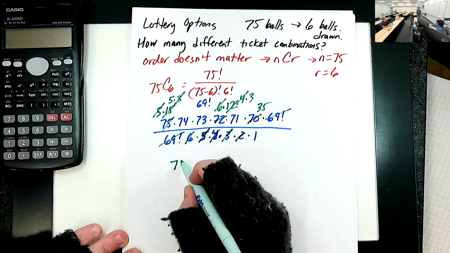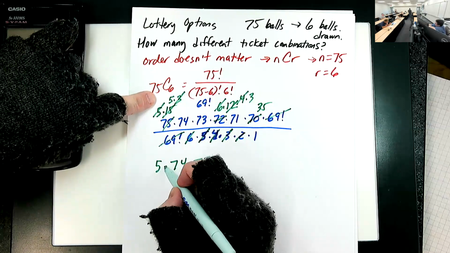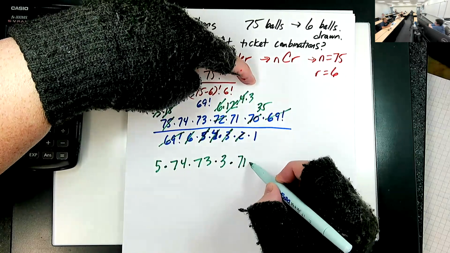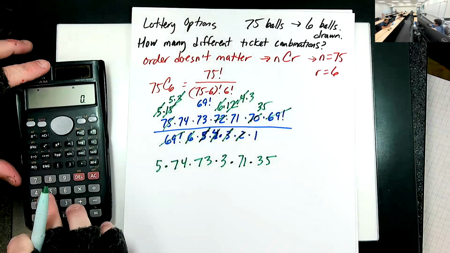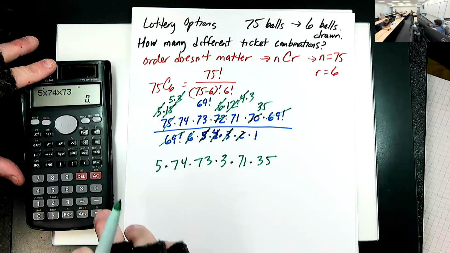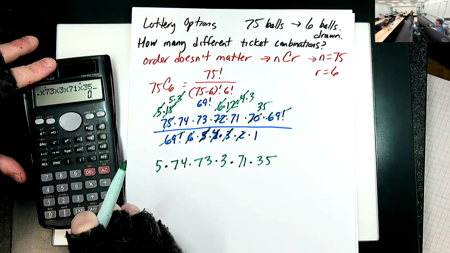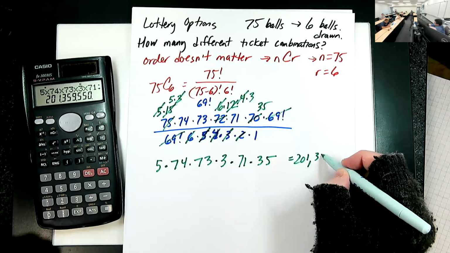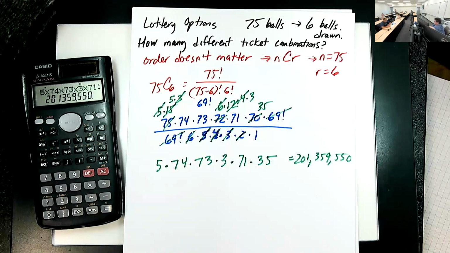What I have left is 74 times 73. I got the 5 in the front, don't forget that. The 72 has a 3 left. I have 71 and 35. Let's see what that value is. 5 times 74 times 73 times 3 times 71 times 35. I'm getting 201,359,550 by doing this canceling method.